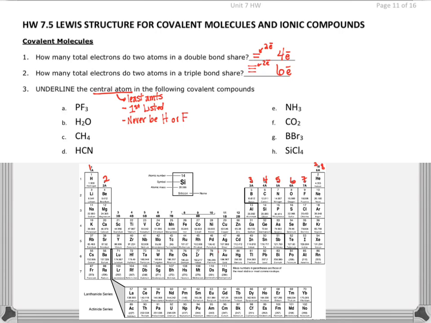So A, it says underline the central atom. So A, the one found in the least amount would be phosphorus. There's my central atom. H2O, oxygen. There's only one oxygen and 2 hydrogens. C, carbon is my central atom. D, well, in this case, it can never be hydrogen, so we can skip hydrogen. And then it'll be the first one listed. Okay, I know that there's 3 atoms total, one of each. NH3, in this case, the least rule applies. CO2, least. B, Br3, and SiCl4. Okay, Si would be your central atom.